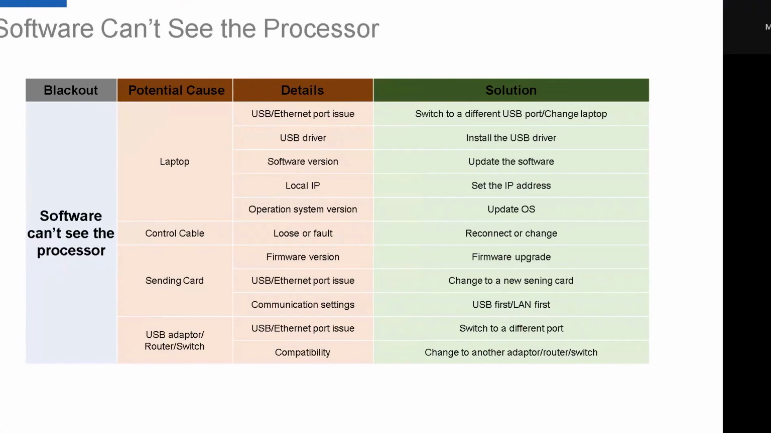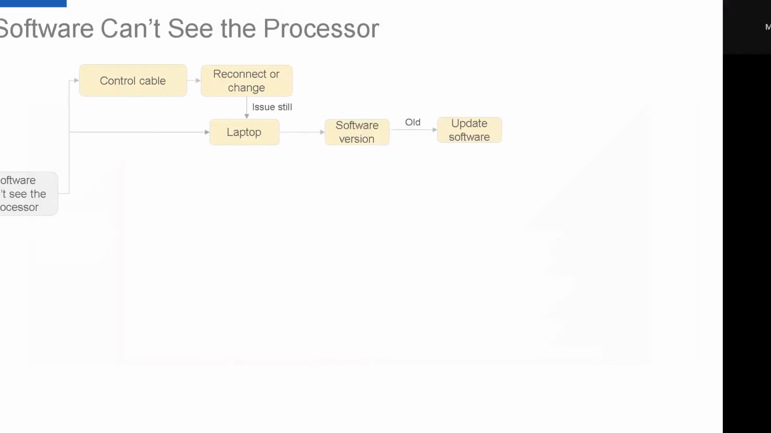So for now, we already know all of the potential causes and the solutions. Where should we start it from? Here's a process. We should start it from the control cable. If you meet the problem that software cannot see the processor, go check the control cable first. Reconnect it or change to a new one. If the issue is still, go to check the laptop settings. Make sure the control software is in the latest version. If the software is old, update the software to the latest one to solve the problem.